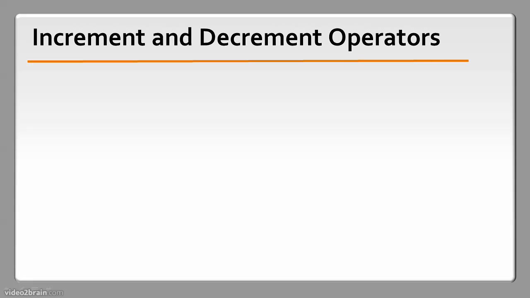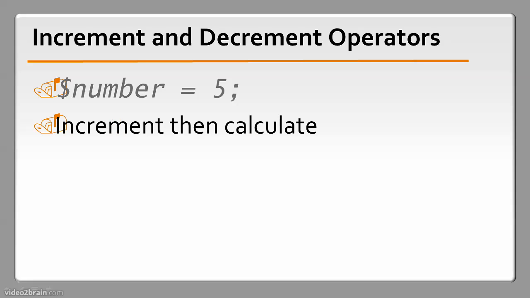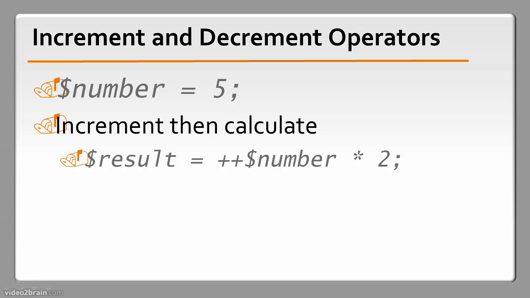The increment and decrement operators can come either before or after the variable, and they work in different ways depending on their position. This is best illustrated through an example. Let's say you have a variable called number that's initialized to 5. If you put the increment operator before the variable, the value is immediately increased by 1. So number becomes 6 before being multiplied by 2, and the result is 12.